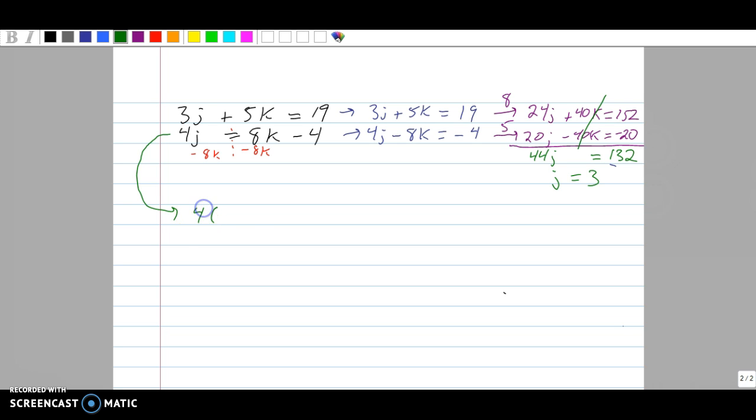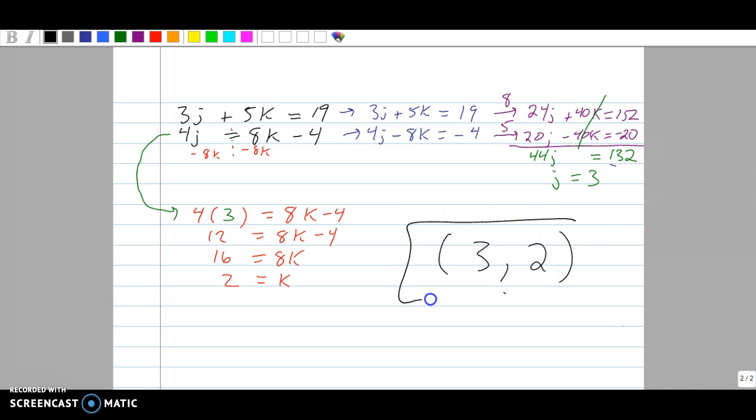I'm going to pick the bottom one this time. Here I have 4 times J is equal to 8K minus 4. We know what J is. J is 3. So actually, yeah, I'm going to do this. How about that? J is 3. And we're going to have 12 is equal to 8K minus 4. Add 4 to this side. You get 16 is equal to 8K. What is K? K is 2. So your final answer, remember in alphabetical order, H-I-J-K. So our final answer is going to be 3, 2 as an ordered pair.